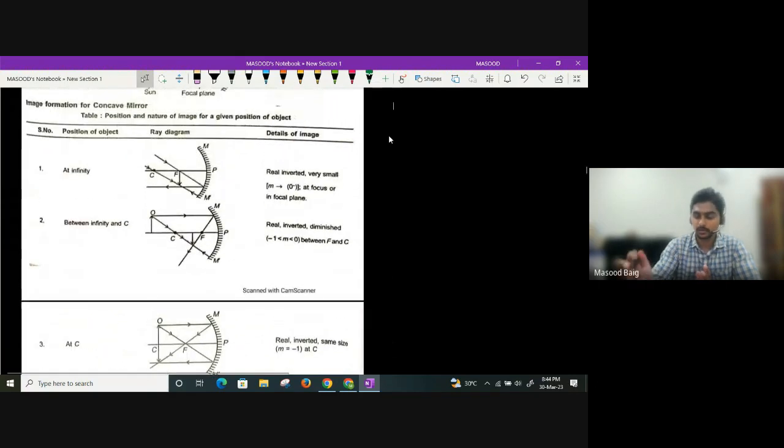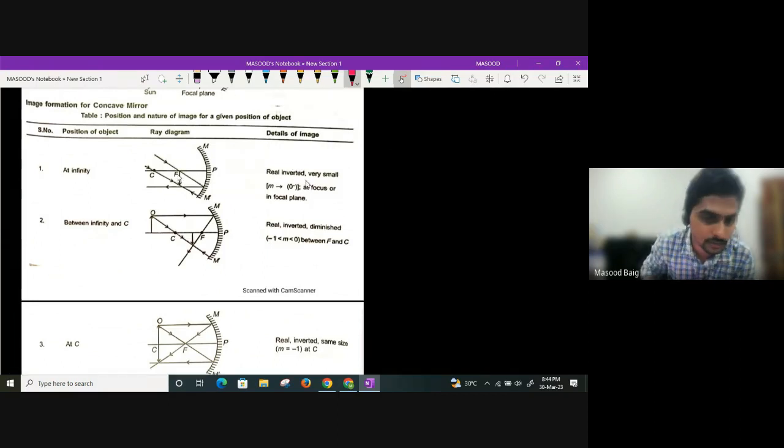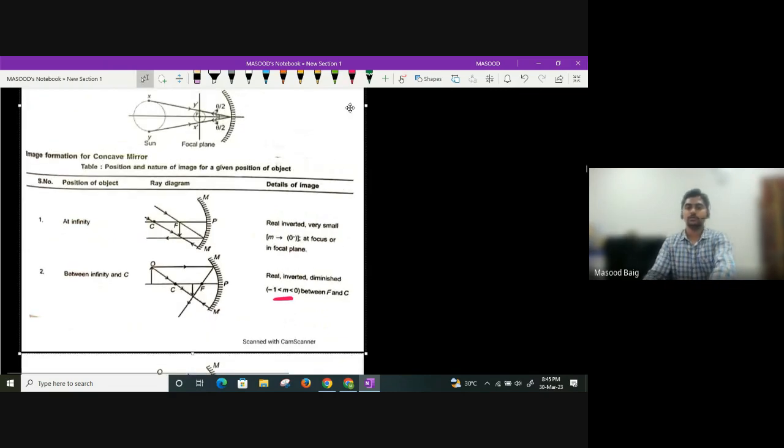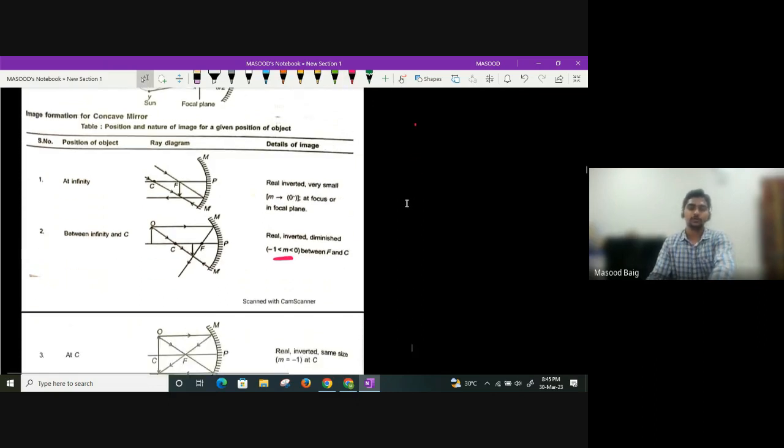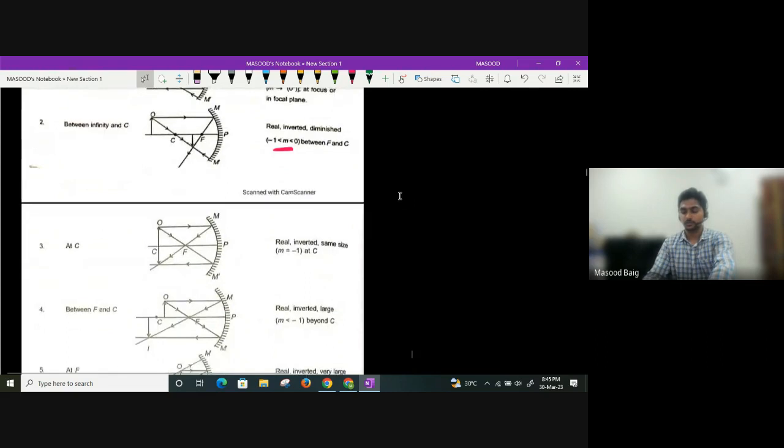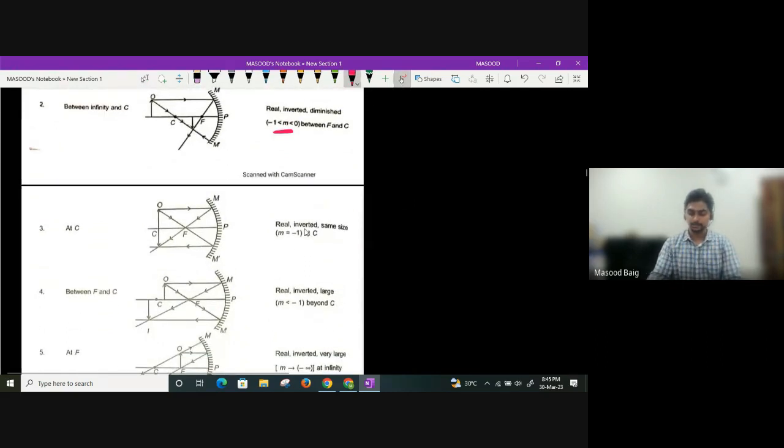So just remember that if object is placed at infinity, image will be formed at focus, guys, and it's a very small image, so its magnification will be 0 again. If it is placed between infinity and center of curvature, image will be formed between focus and center of curvature. It is again going to be a diminished image, so it will be lying between -1 and 0. In the same manner, if the object is placed at center of curvature, image will also be formed at center of curvature. So magnification will be -1 exactly, guys.